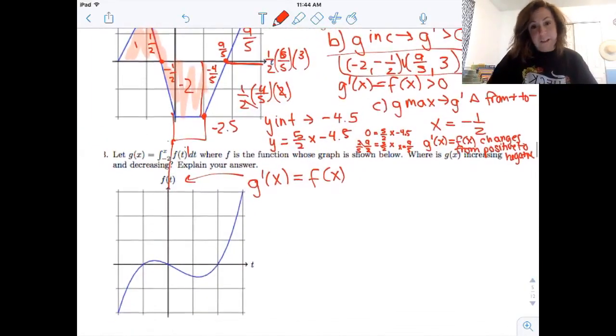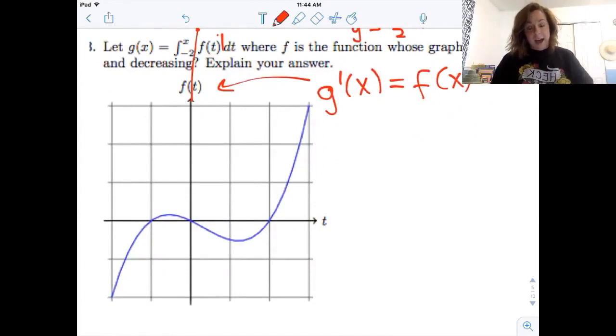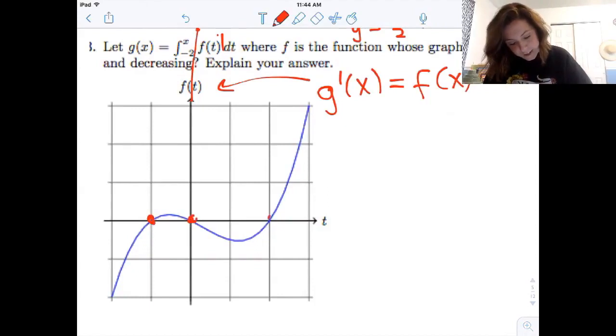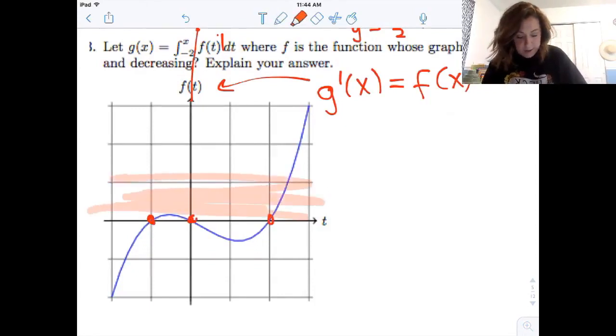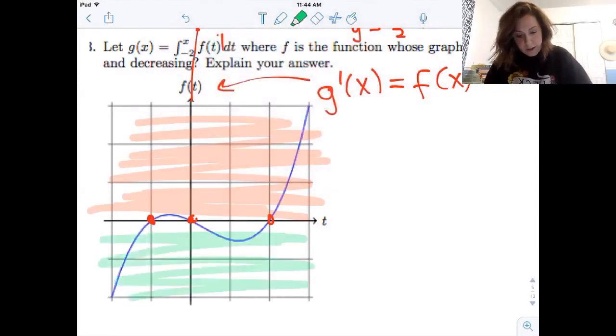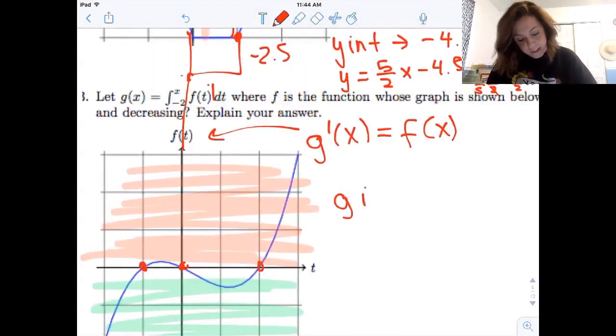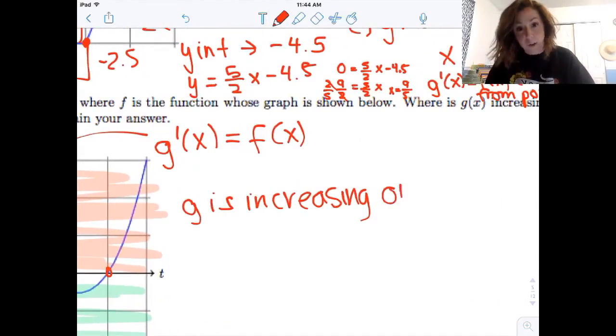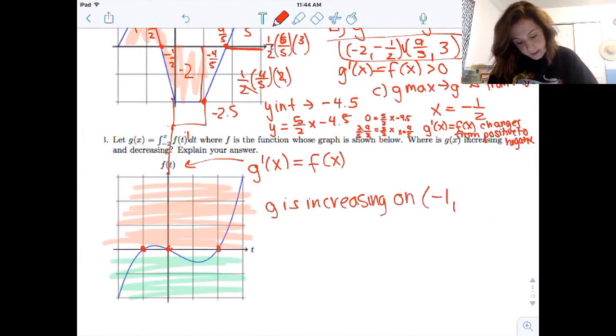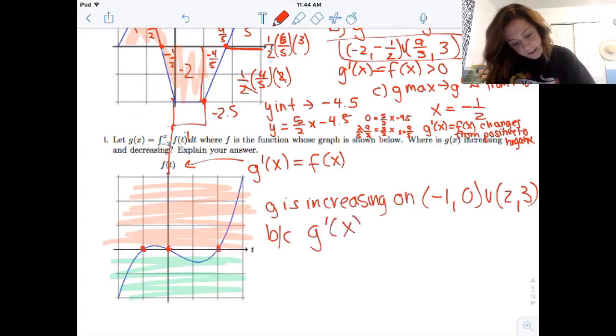Where is g increasing and decreasing? Explain your answer. So I'm going to look at g will be increasing when g prime is positive, so anywhere that f is over the x-axis. So it's increasing anywhere here, and it's decreasing anywhere here. So here I would say g is increasing on, and then talk about your intervals, -1 to 0 and 2 to 3, because g prime of x, which equals f of x, is greater than 0 on those intervals.